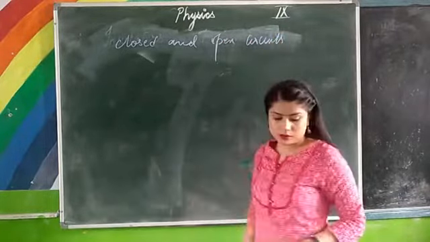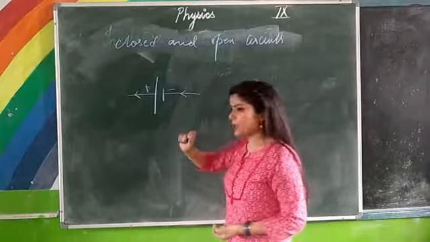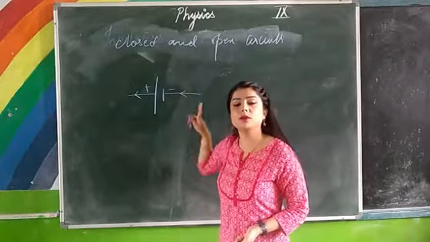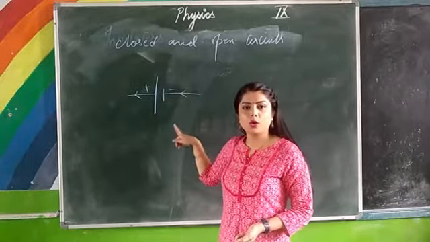Now, for an electric circuit to be complete, the current has to flow from the battery. This is the symbol of the battery, and there are many things connected around it. For a complete cycle, the current flows from positive towards negative and completes the cycle. If there is any breakage in between, the cycle will not be completed and this will be known as an open circuit.